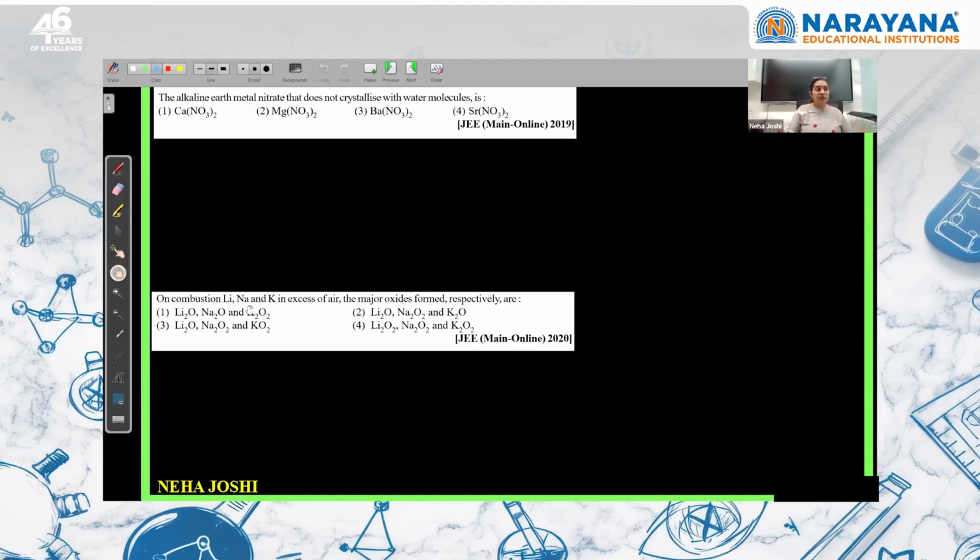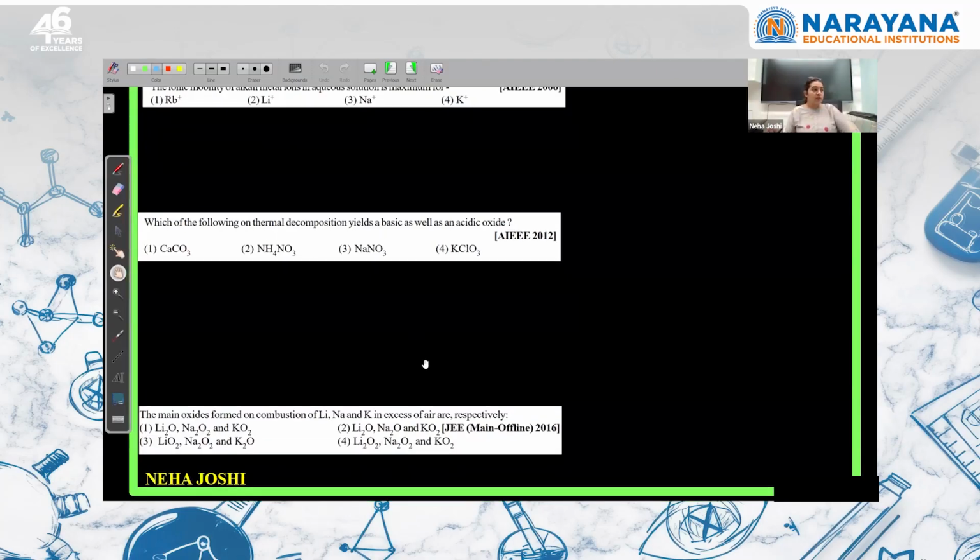On combustion of lithium, sodium and potassium in excess of air, the major oxides. So don't get into the idea that by any chance should we consider sodium to form superoxide? No. Lithium only oxide, sodium oxide and peroxide, and potassium, rubidium and cesium you can consider their superoxide. Okay, so 2020 it came.